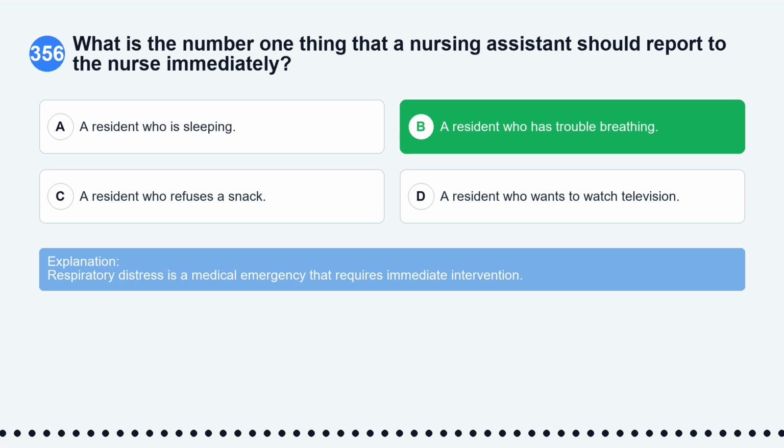Respiratory distress is a medical emergency that requires immediate intervention.